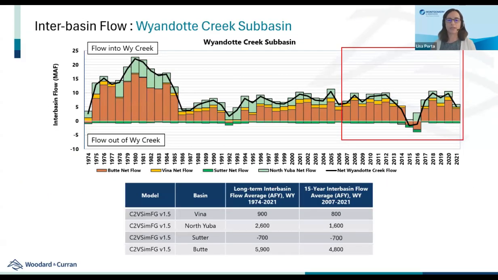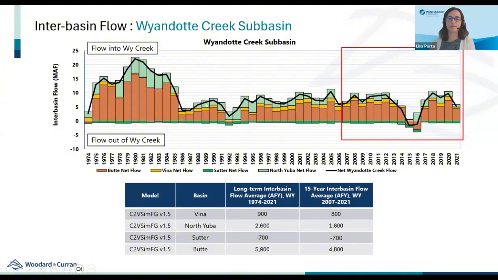So lastly, Wyandotte Creek, a much smaller basin, doesn't have as many neighbors, so the connection is not as strong. It's mostly the Butte subbasin in orange. It's the main connection to the Wyandotte Creek subbasin. And you can see here there was a dip in the flow for the Wyandotte Creek subbasin, where it went from gaining to losing. And you can see that connection back in the Butte subbasin.